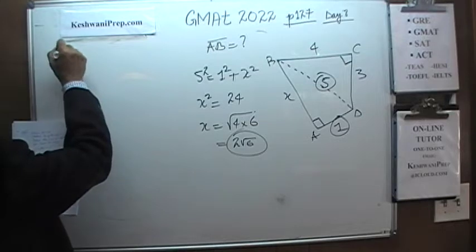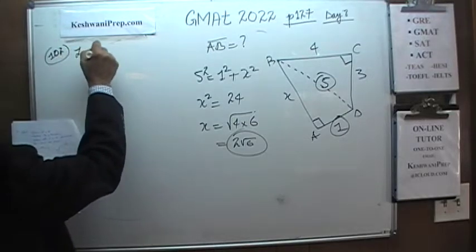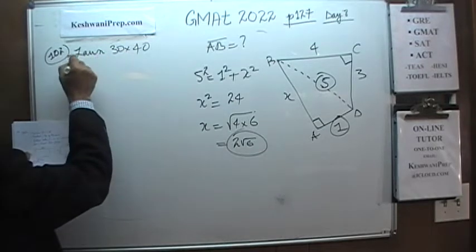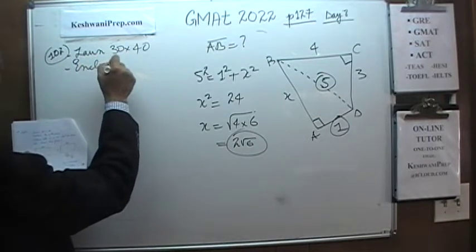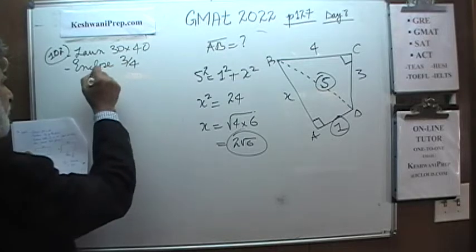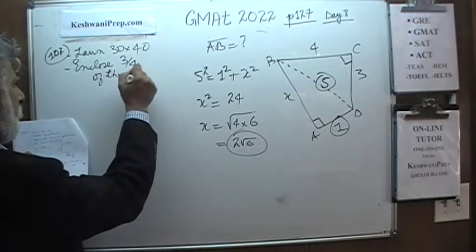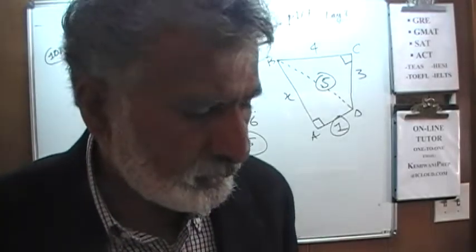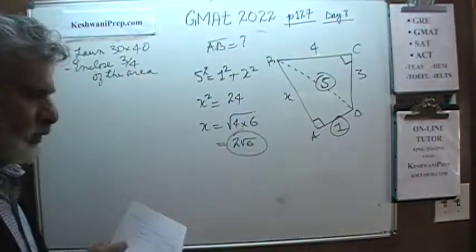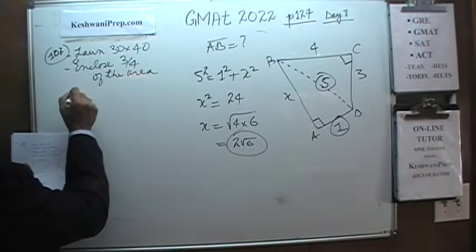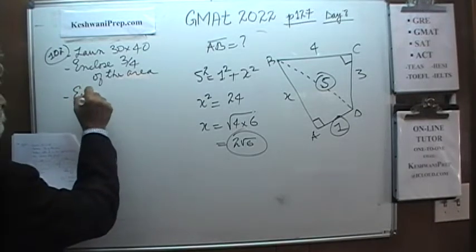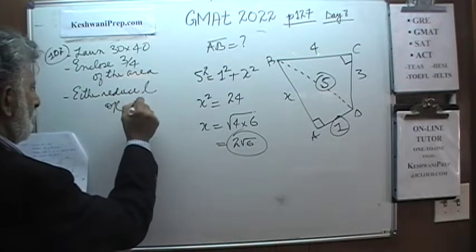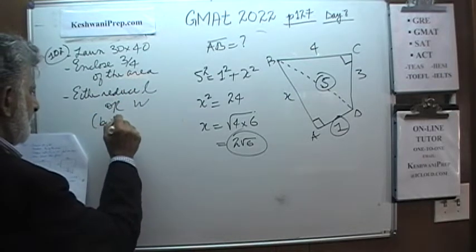102. We are told that we have a lawn which is 30 by 40. And we are told that we're going to enclose 3/4 of the area. This person wants to enclose 3/4 of his lawn, which is 30 by 40. And we're going to do it one of two ways. We're going to either reduce length or width, but not both.